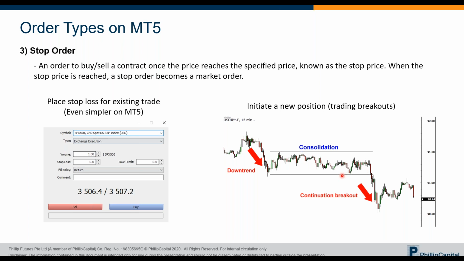What happens during a breakout is that when the price trades beyond the price barrier, volatility tends to increase, and then the price will usually trend towards the breakout's direction.